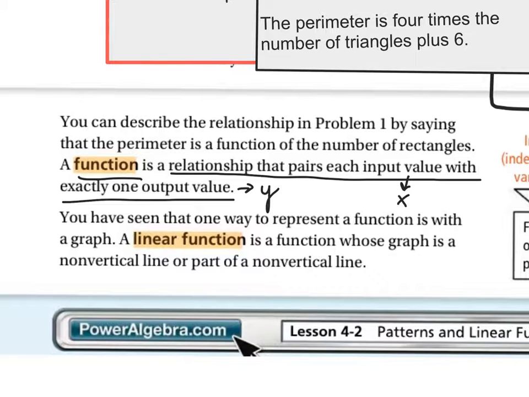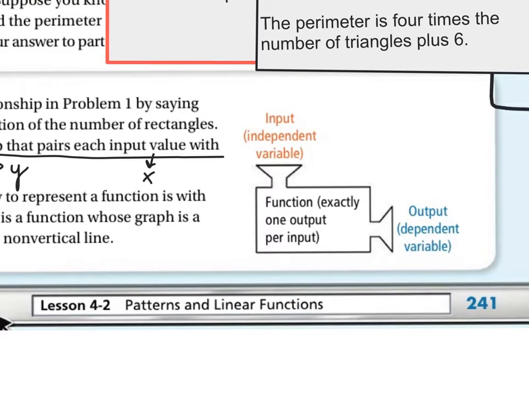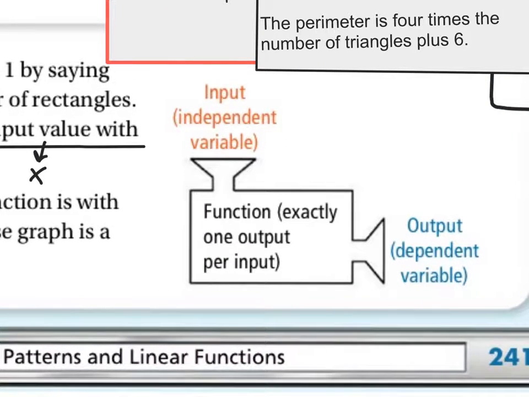One way of thinking about this idea of a function is this function machine here. So this function machine, we have an input, or our x value, which is the independent variable, gets put into this machine, and then something happens with it. Okay, like on that last one, we multiplied by 4 and we added 6. And then out of that, we get our output, or our y value.